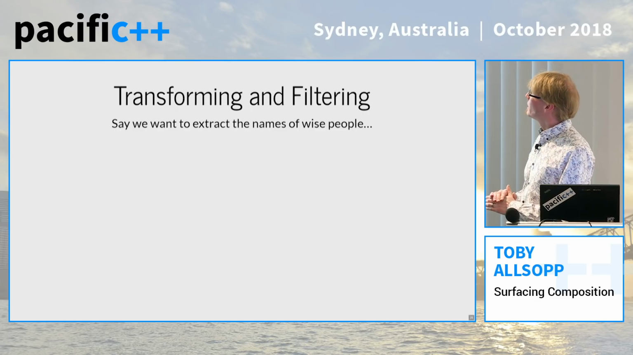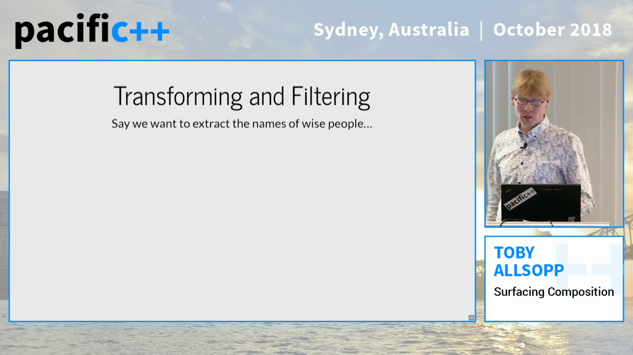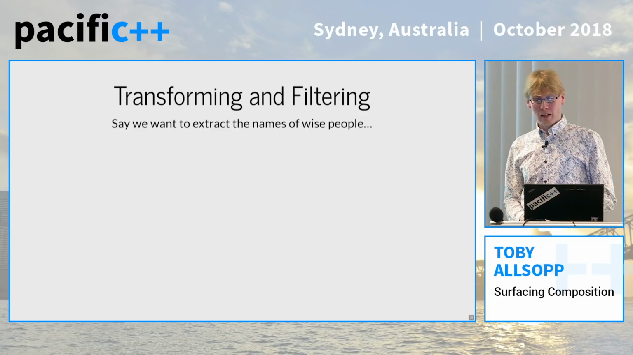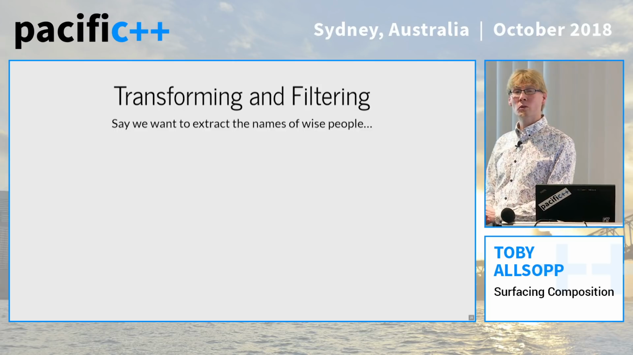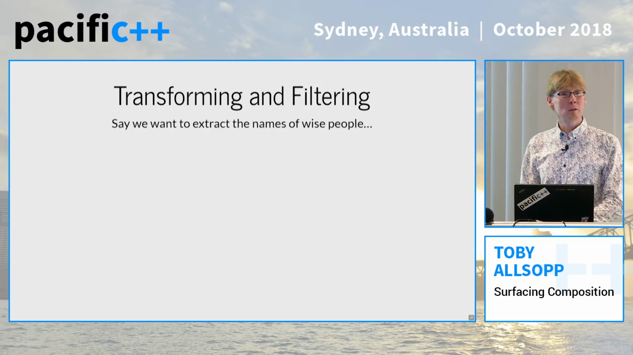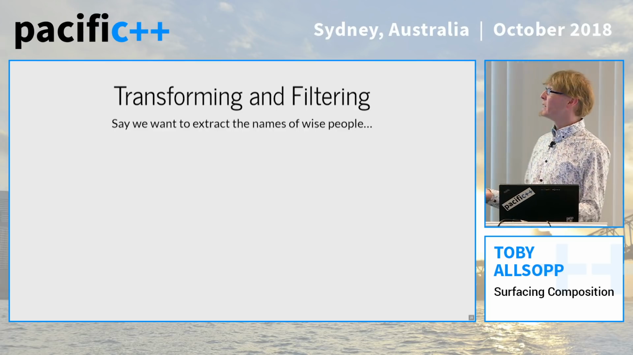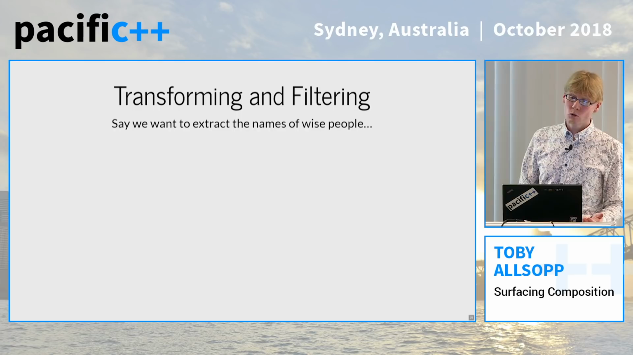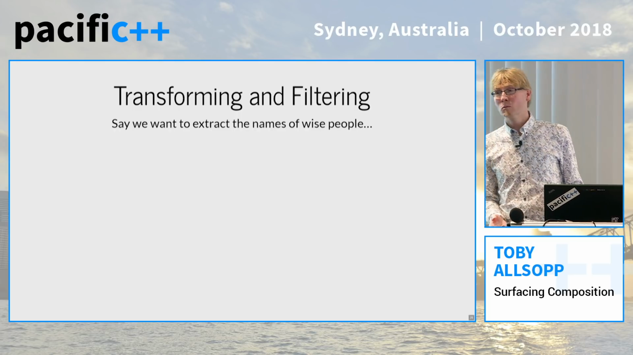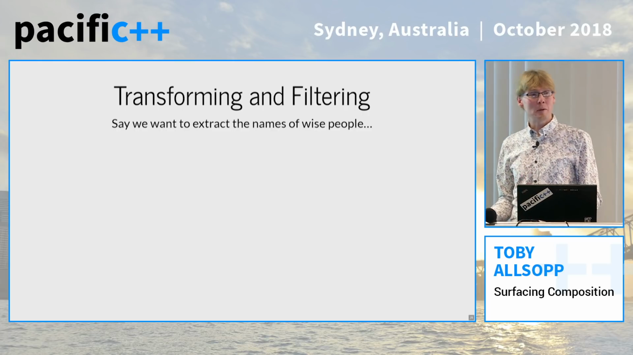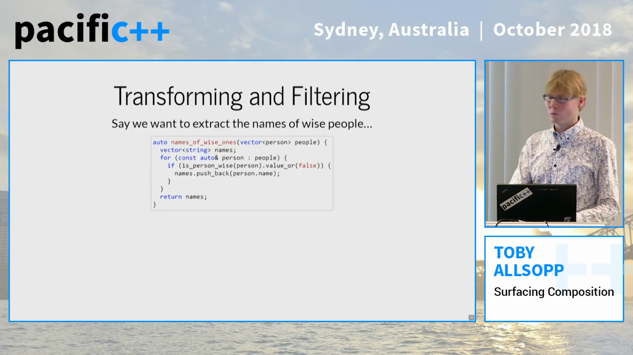So as an example, let's stick with our wise people example. We've got a vector of people. We want the names of the wise people. We're not interested in their ages or any other attributes of them. We just want to know the names. Maybe we want to do some sort of statistical analysis on what kind of names wise people have versus non-wise people or something. I don't know.